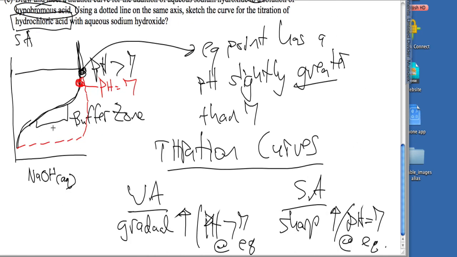Titration curves: weak acids show a gradual increase. Strong acids show a sharp increase at equivalence points. The pH is going to be a little bit greater than 7 for a weak acid, and it's going to be equal to 7 for a strong acid.